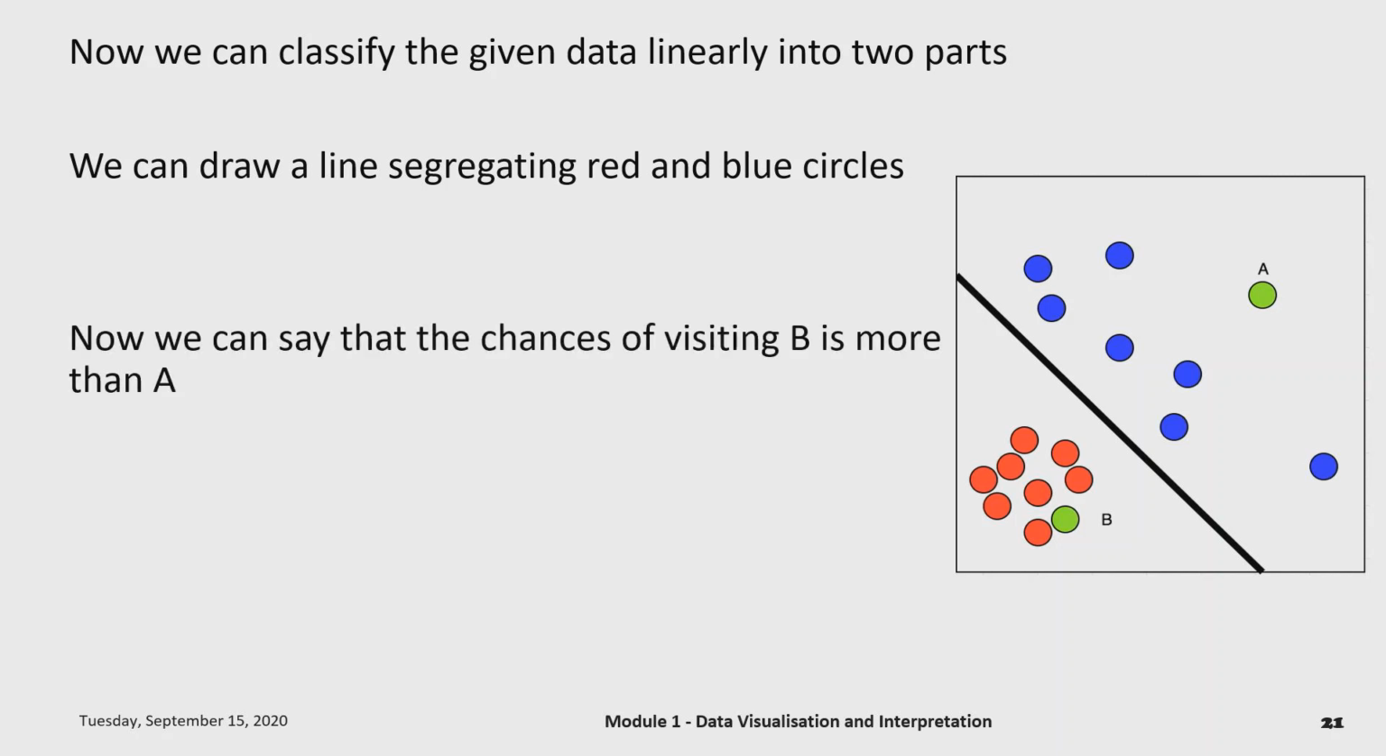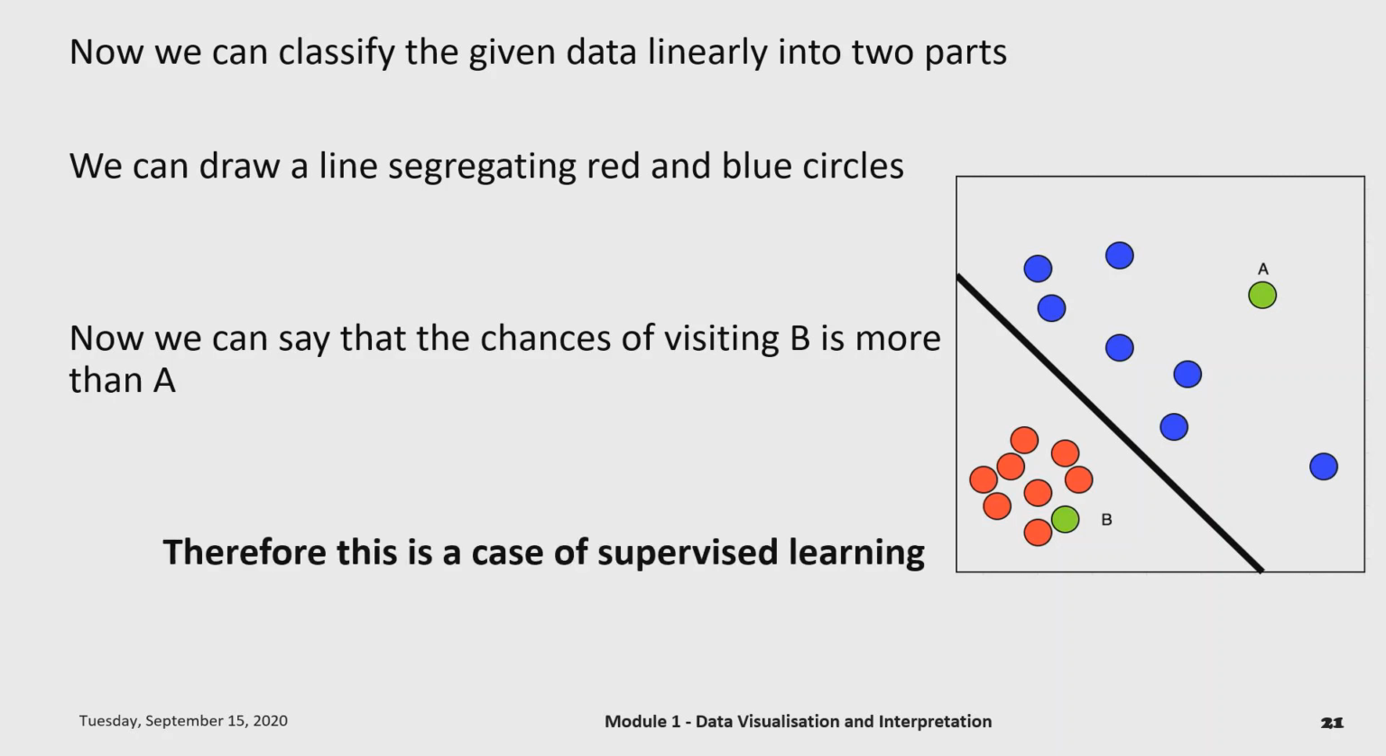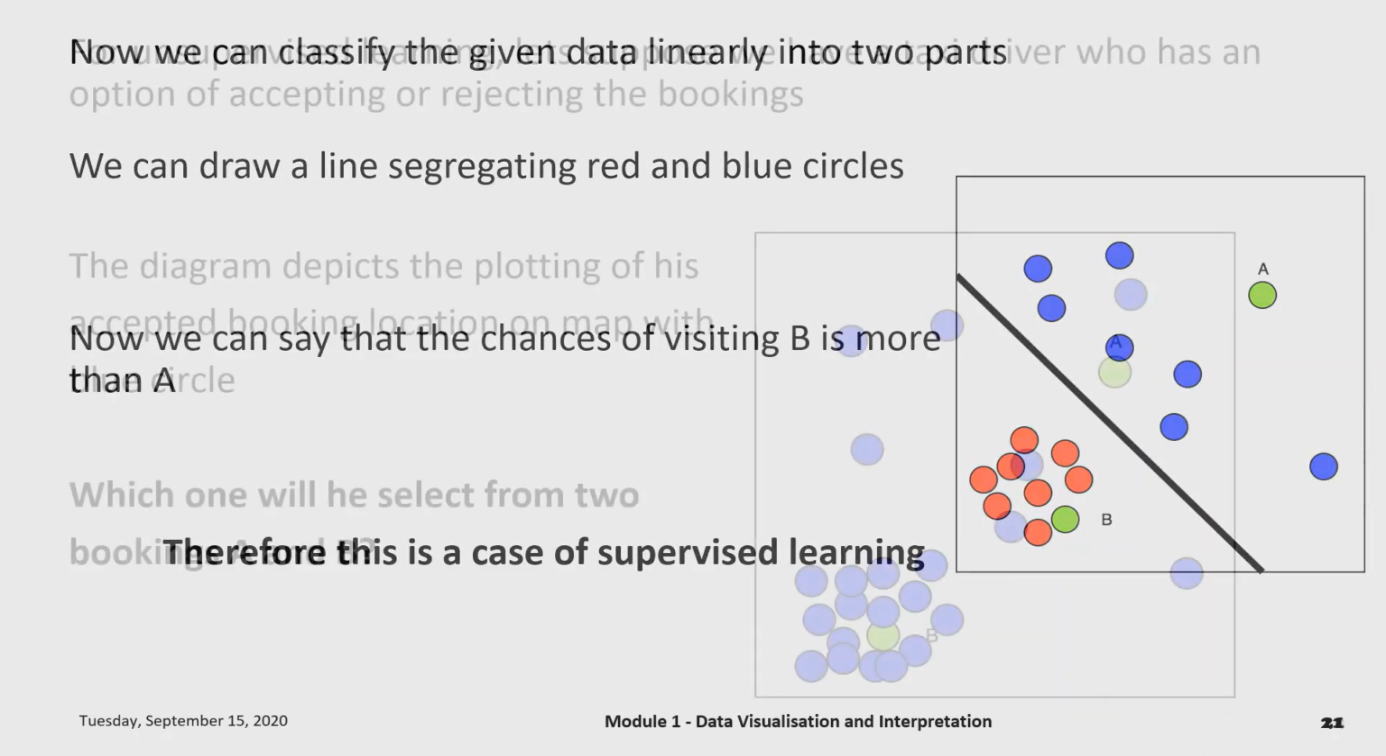Now we can say that the chances of visiting B are more than A, right? Because I need to choose now one category, right? So no person going for a restaurant will choose A, where he has visited the least, right? Because that area, the other part in the blue circles, is unknown to him, whereas the B part is frequently visited, right? So this is the case of supervised learning.